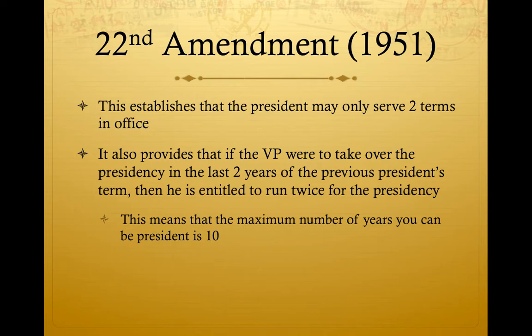We haven't had anyone do that since 1951, but it is theoretically possible that if a president were to die and his vice president were to take over, and then that vice president wins 2 terms, he would serve 10 years under the 22nd Amendment.